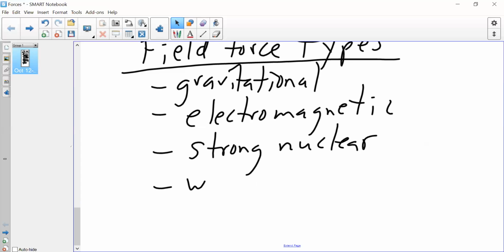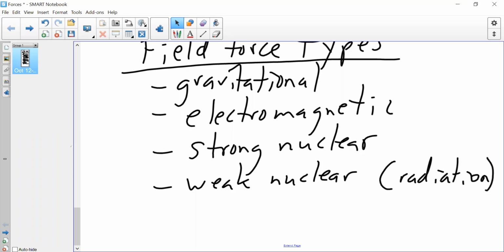There is the weak nuclear field force. The strong nuclear field force exists at the nucleus that keeps the nuclei together. The weak nuclear force is involved in radiation. So when you have an unstable uranium isotope or whatever isotope you have, and it radiates X number of bosons from its nucleus, well, that interaction is through the weak nuclear force. So keeping things simple, the weak nuclear force is involved with radiation. We won't be dealing with the strong and the weak.